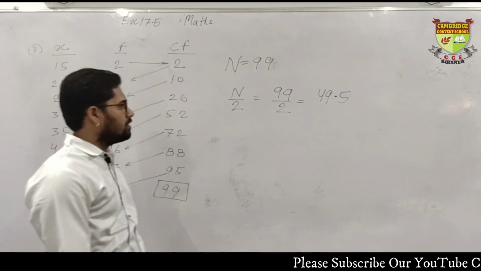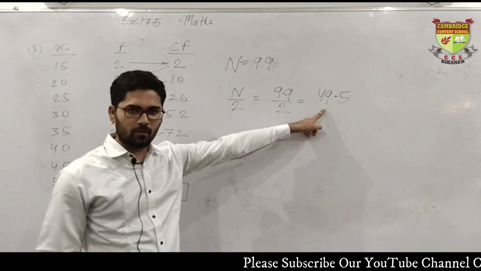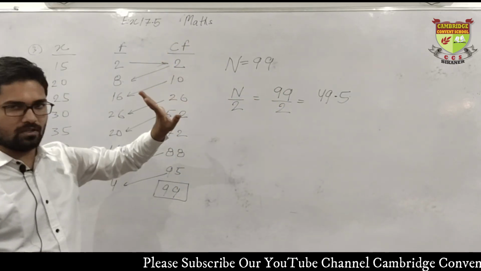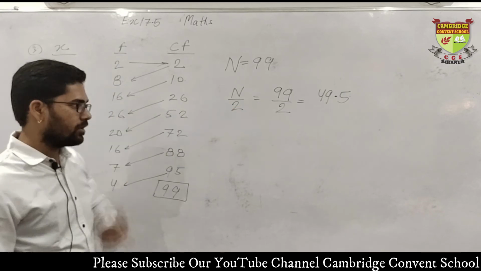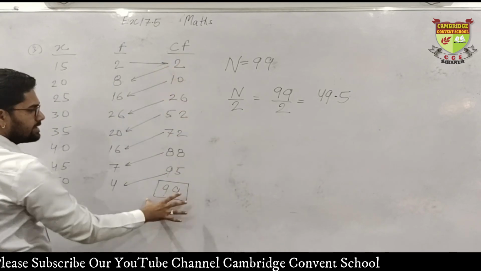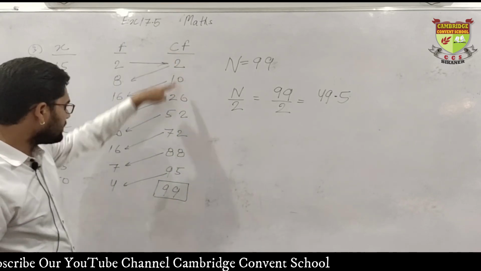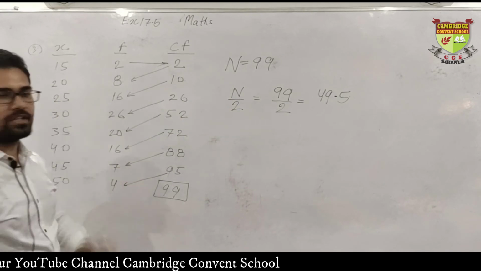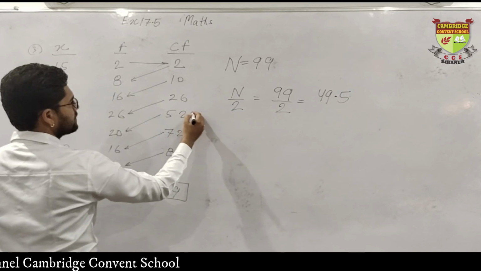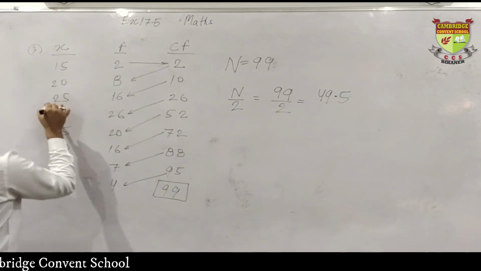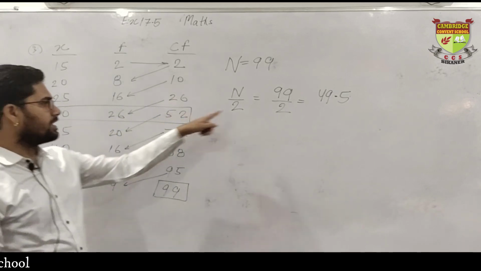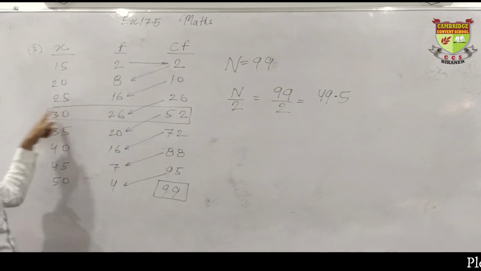Fine? Okay. 49.5. Now what you are supposed to do? The CF table is most important in this question. CF table. Okay. 49.5. In CF table, which number is greater than 49.5? 2 is small, 10 is small, 26 is small. This is greater. Highlight this. 52 is greater. 52 is greater than 49.5. We have highlighted this in the table.